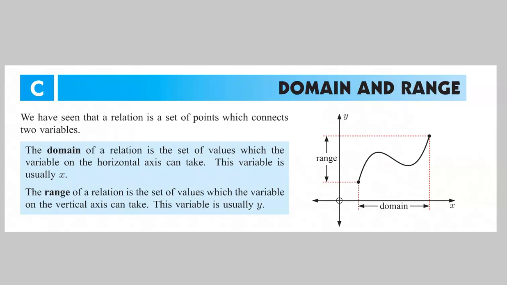Looking at some more to do with functions today. This is in the Orange Book, section 3C, especially focusing on domain and range. So the domain, here's the definition of a relation, is the set of values which the variable on the horizontal axis can take. This variable is usually x. The range of a relation is the set of values which the variable on the vertical axis can take. This variable is usually y.